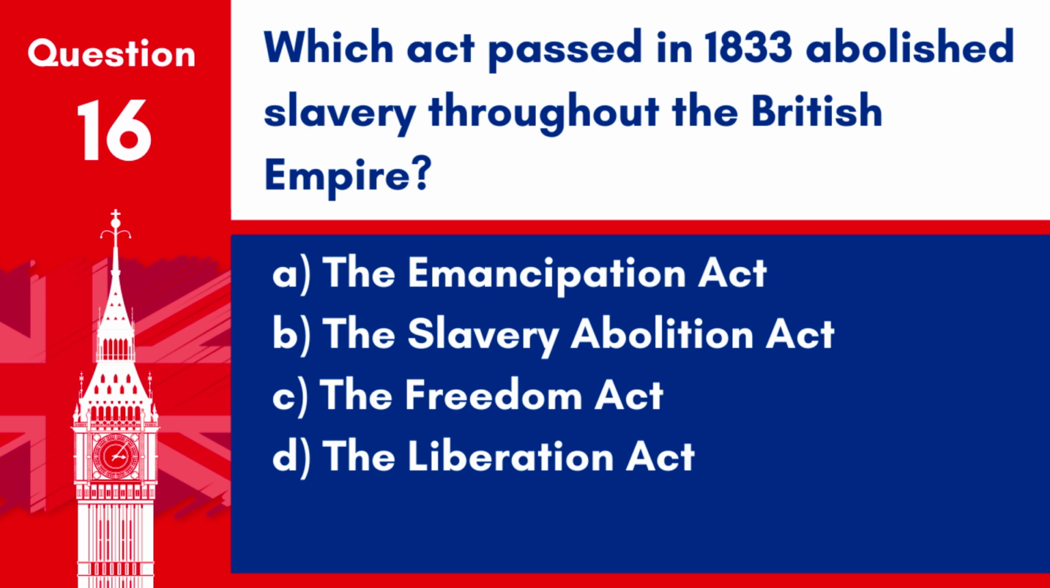Question 16. Which act passed in 1833 abolished slavery throughout the British Empire? A. The Emancipation Act. B. The Slavery Abolition Act. C. The Freedom Act. D. The Liberation Act. Answer: B. The Slavery Abolition Act. The Slavery Abolition Act of 1833 abolished slavery throughout the British Empire.